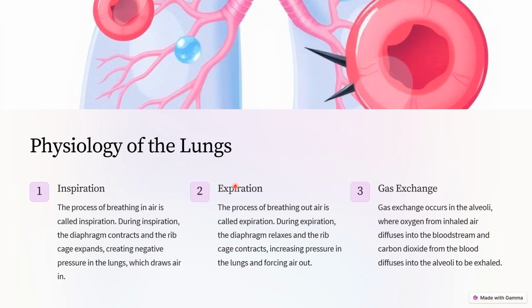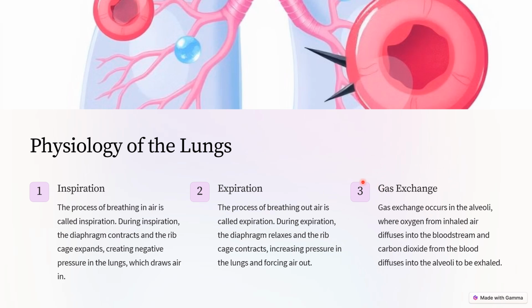Whereas expiration is a passive process. Here the breathing out of air is happening. During expiration the diaphragm relaxes, the rib cage recoils back to its normal position, which increases the lung pressure, and the air is forced out. It is the reverse of the inspiratory process. So in expiration, the diaphragm is relaxing, the rib cage is recoiling back, there is positive pressure, and then air is forced out.